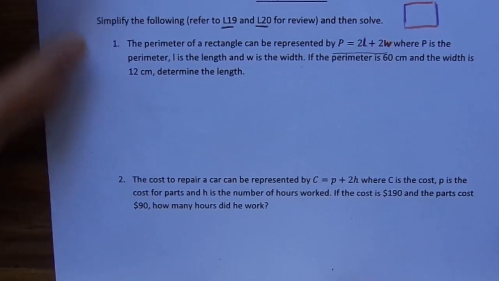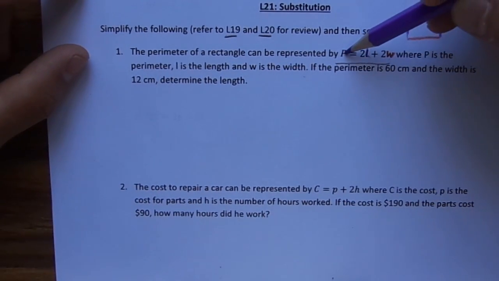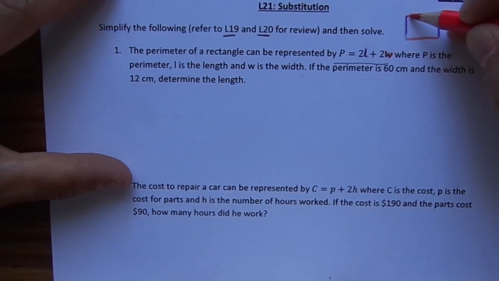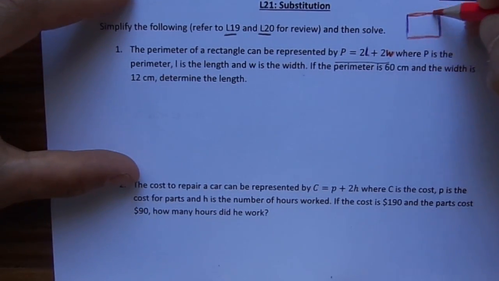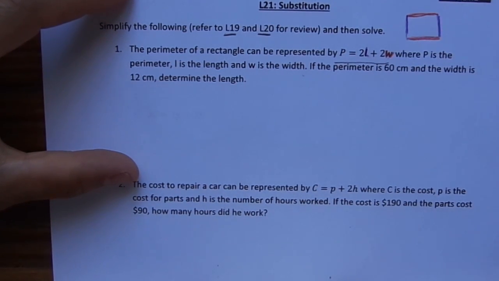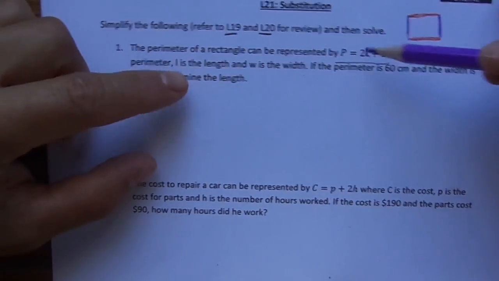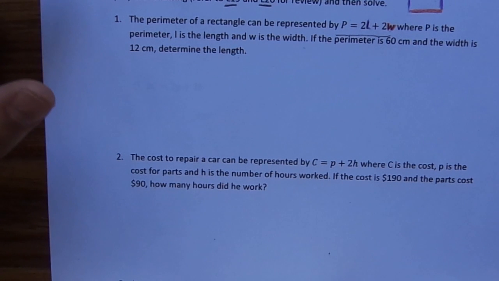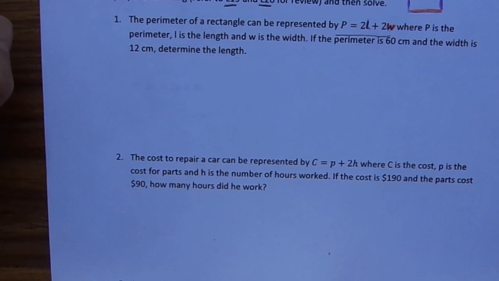let's take a look at an example here. So question number 1. The perimeter of a rectangle can be represented by this formula. P equals 2L plus 2W. Now, we know that because the perimeter is the distance around a shape. In this case, it's a rectangle. So we've got two widths here, which I labeled as red, and two lengths. And it's clear that that is indeed the perimeter. Okay, now P represents the perimeter, L represents the length, and W is the width. Now, the question is saying, if the perimeter is 60 centimeters and the width is 12 centimeters, determine the length.